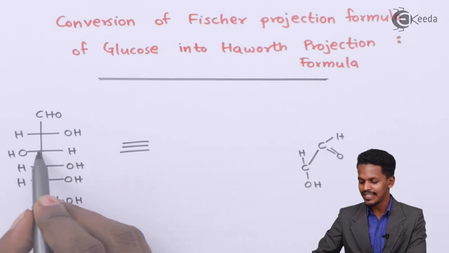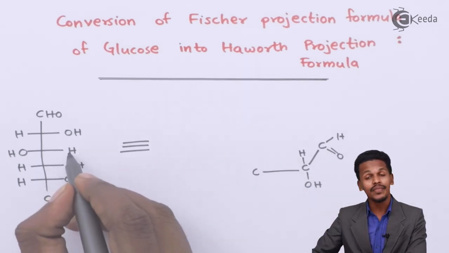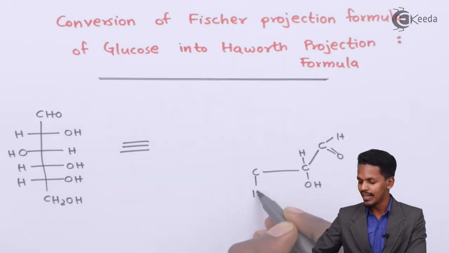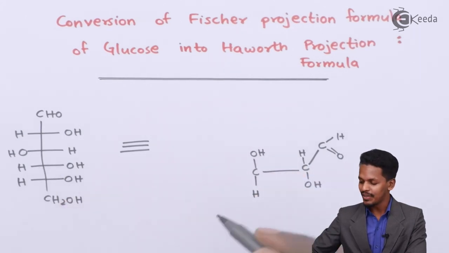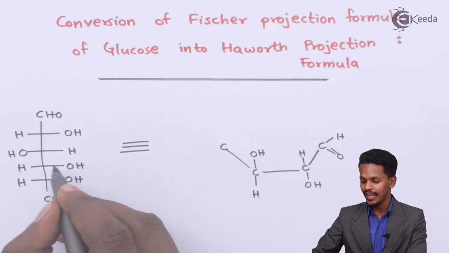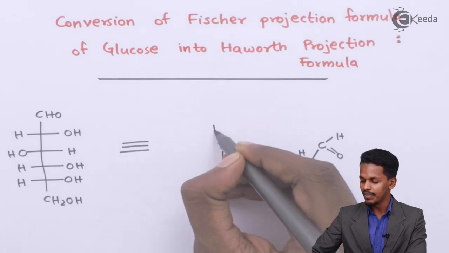Talking about the next carbon atom, here the carbon is associated with H as well as OH. But the H is present on the right hand side, so we write H over here and OH on this side. Talking about the next carbon atom, here the OH is on the right hand side and H is on the left hand side. So the OH will be written down, and H will be written down.